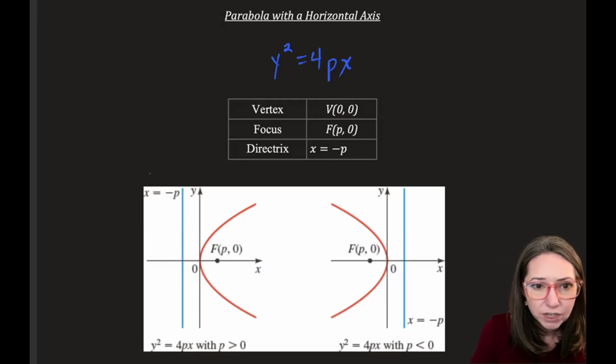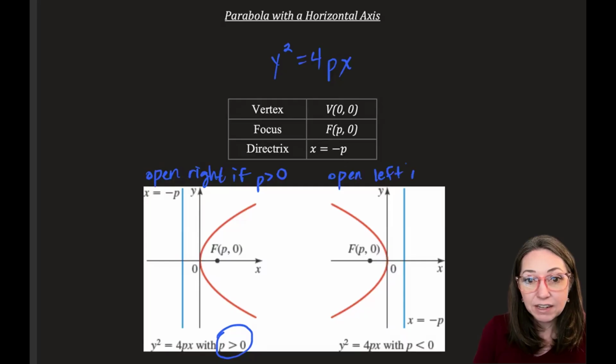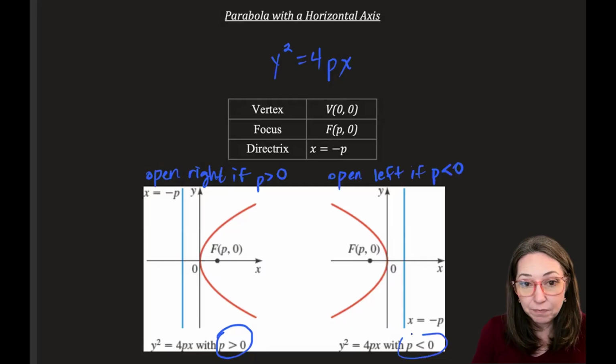So specifically, these parabolas will open to the right if p is greater than 0. If p is a positive number, it'll open to the right, and as shown below, it'll open to the left if p is negative, or less than 0.